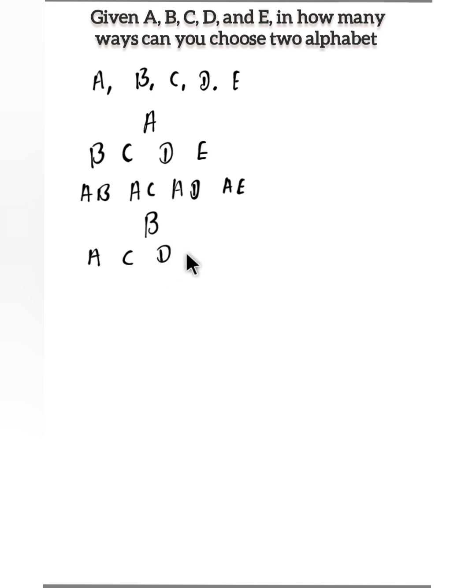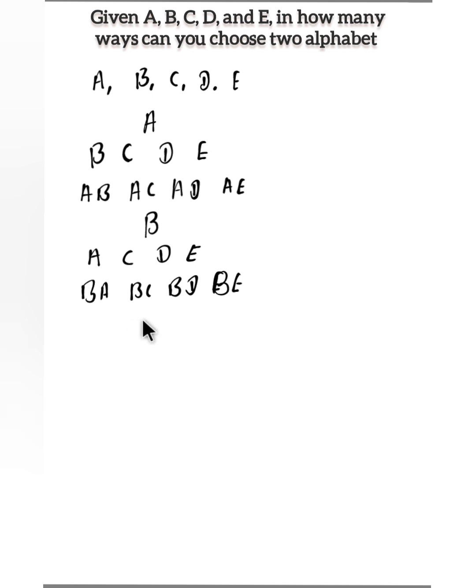But for it to be orderly, let's assume that the first alphabet is A. Now, A can pair with B, C, D, and E. When A pairs with B, it becomes AB. If A pairs with C, AC. When A pairs with D, AD. When A pairs with E, AE. Then, if B is the first alphabet, B can pair with A, C, D, and E. So we have BA, BC, BD, and BE.